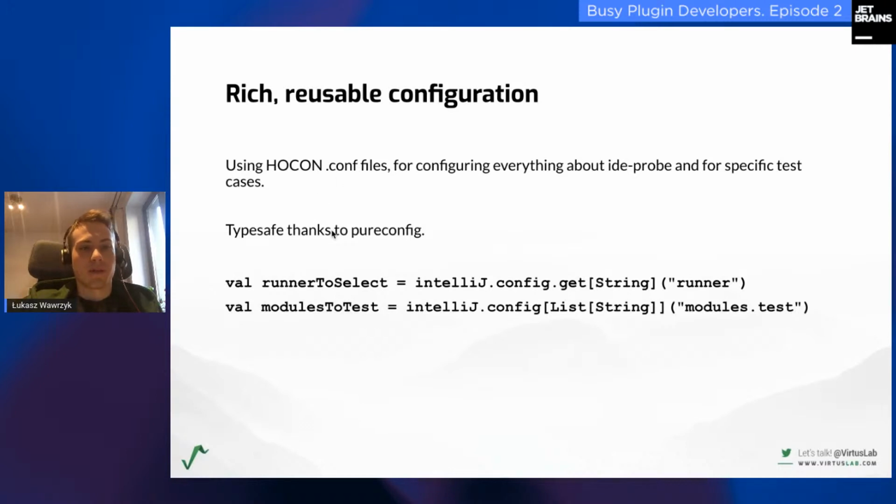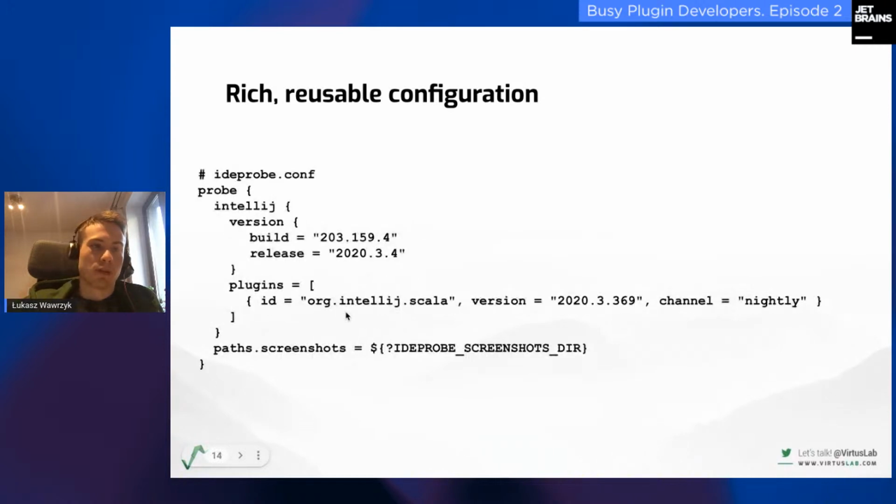And it's type safe thanks to PureConfig, so it can map your config values to case classes or any types actually. So in this example here, you see we take a runner from config using get because it's an optional, so we expect it or not. And we can take modules for test, list of modules for test like this, and we can use it from our test.